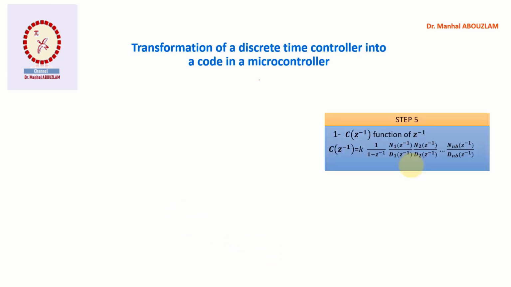Okay, now we did the first point in this step, the step 5. We will continue with this step. We will explain how to write our recurrence equations from this form. Okay, and we will explain how to apply these recurrence equations in a microcontroller. We will take a numerical example and we will explain how to apply the recurrence equations in a microcontroller.